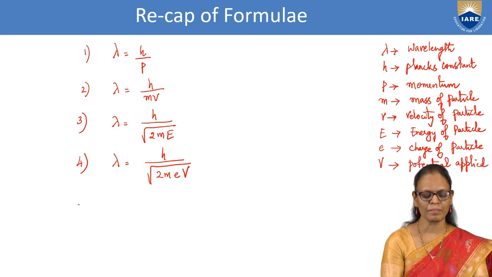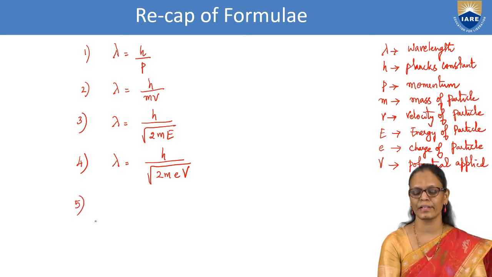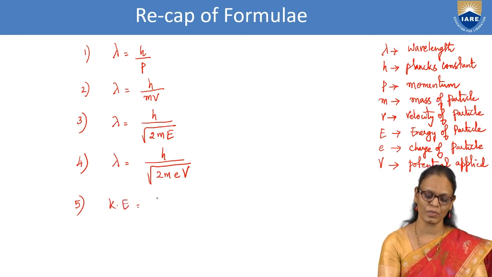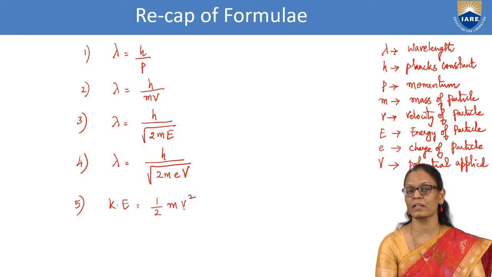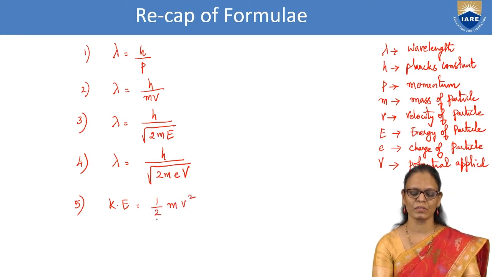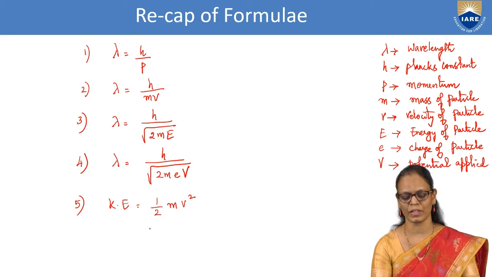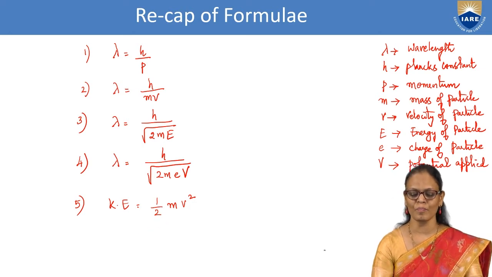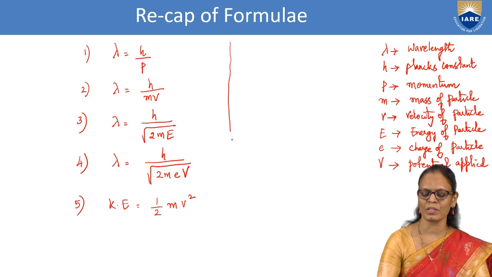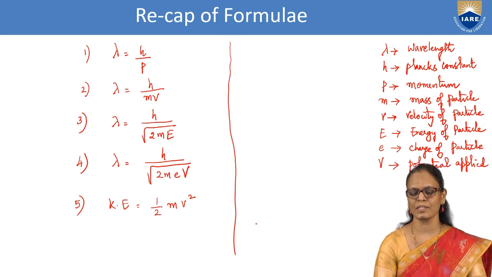And sometimes you may also be asked directly to find the kinetic energy of the particles. So if you know the velocity, you can directly use half mv square, or after finding v, you can use KE is equal to half mv square to calculate. So all these things are known, and along with these formulae, you also need to know certain constants.